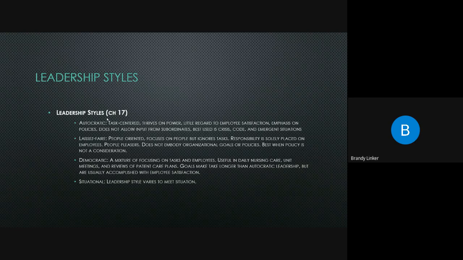Okay. Situational. That means you change based on the situation. And this is obviously the optimal way to be, because you want to be democratic in things that can allow for that. You want to be laissez-faire in things that are more people focused. You want to be autocratic in emergent situations. And so situational is the best leadership style.